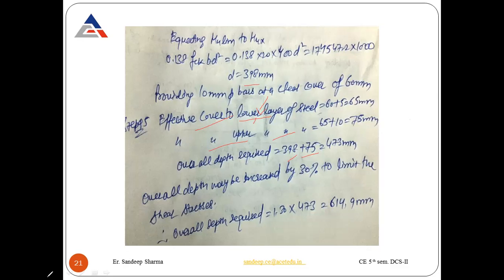So this is the overall depth we have, that is 473 mm. Now the overall depth may be increased by 30% to limit the shear stresses. So we increase that, and this is 614.9 mm that we are getting as the overall depth. Now again we need to calculate the actual effective depth against this overall depth.